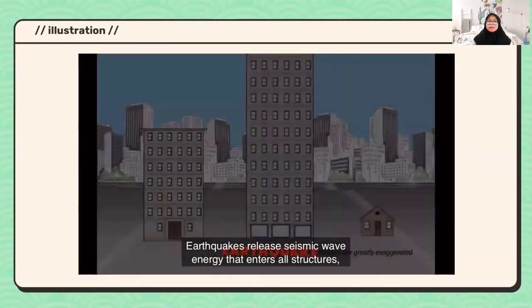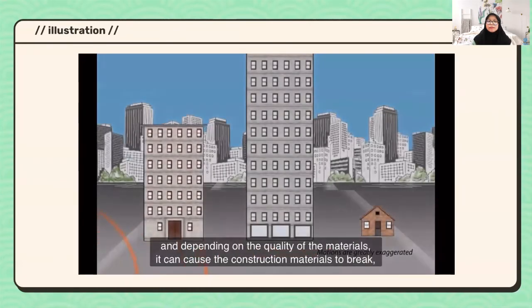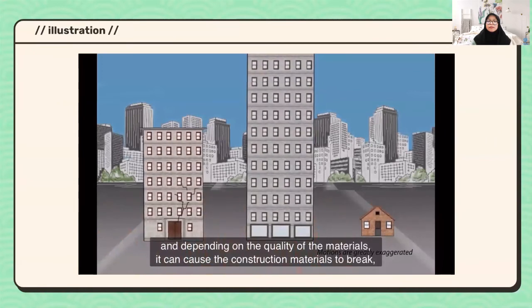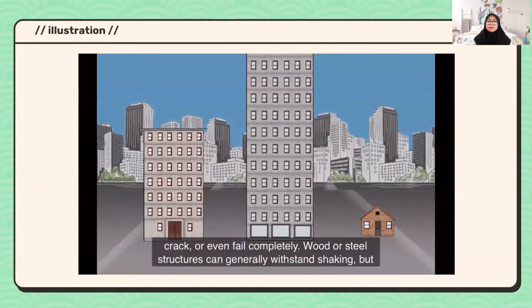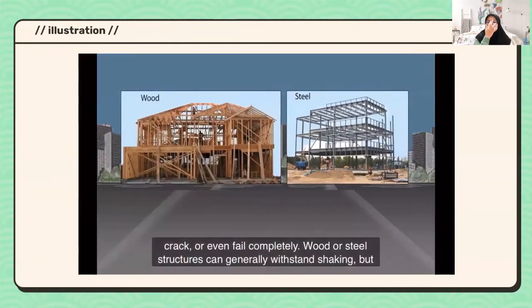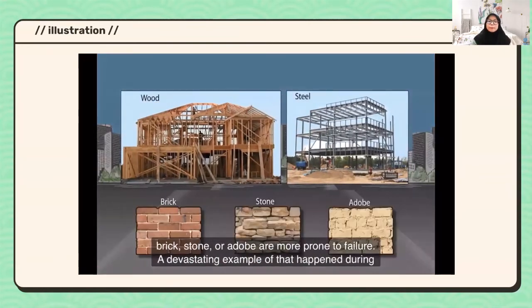Earthquakes release seismic wave energy that enters all structures, and depending on the quality of the materials, it can cause the construction materials to break, crack, or even fail completely. Wood and steel structures can generally withstand shaking, but brick, stone, or adobe are more prone to failure.